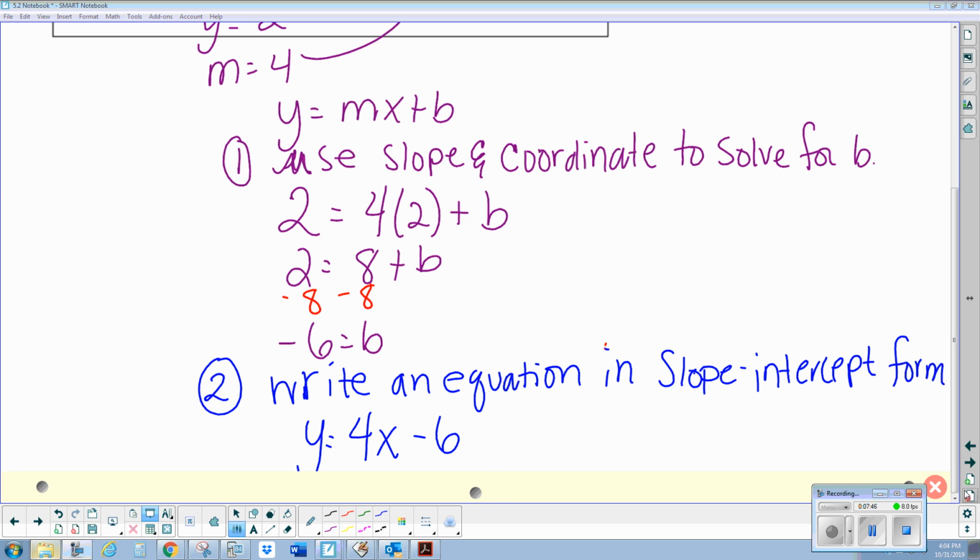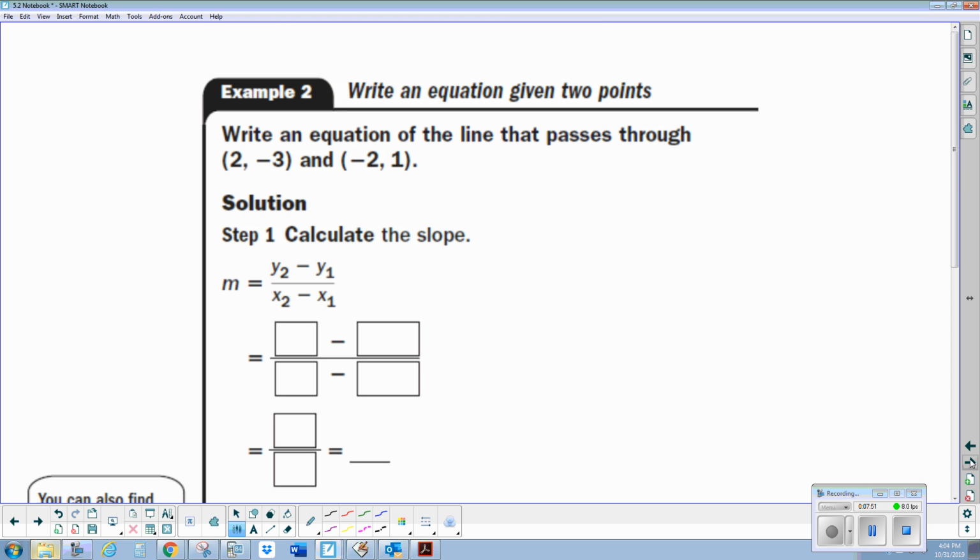Okay, let's move on now to example 2. In example 2, we need to write an equation of a line that passes through these 2 points, (2, -3) and (-2, 1). The first thing that we're going to need to do is to calculate slope. So remember, we have our equation for slope, y2 minus y1 over x2 minus x1. So we're going to pick, it doesn't matter which one we choose as point 1 and point 2. I'm going to call this point 1 just because it's first, and I'm going to call this point 2.